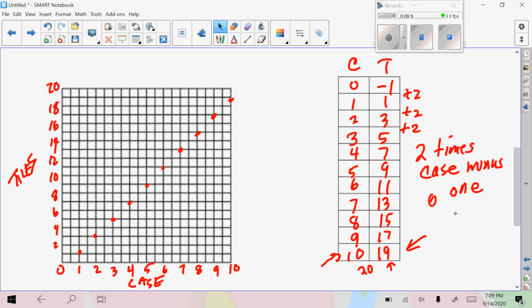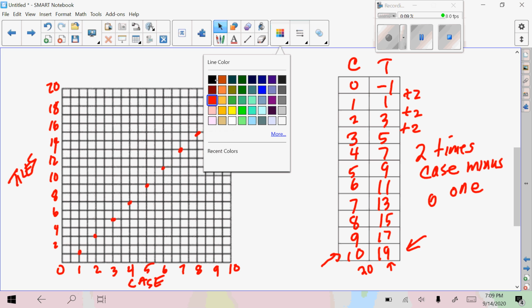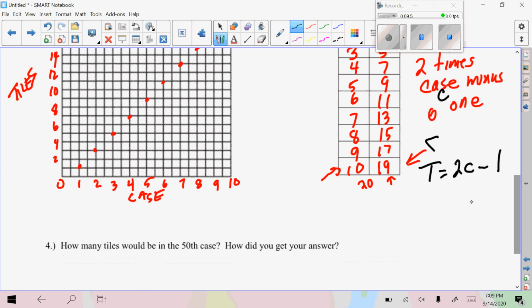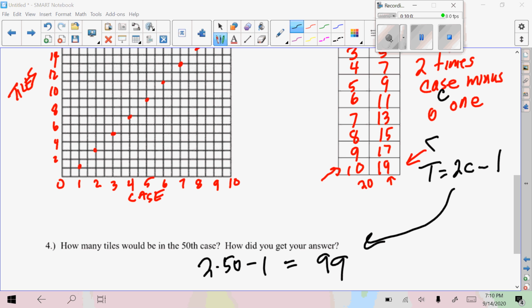Now in algebra again, let's use the letter C for case. We'll let the letter T be tiles, so tiles equals 2 times the case, and that's how it looks in algebra, and then minus 1. Well, now you can go ahead and use that equation to figure this out. The 50th case would be 2 times 50 minus 1. Go ahead and get that answer. And you should have gotten 99 for your answer there.